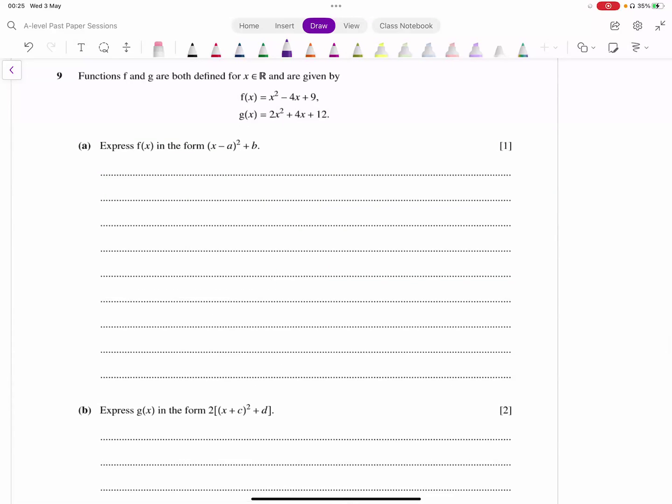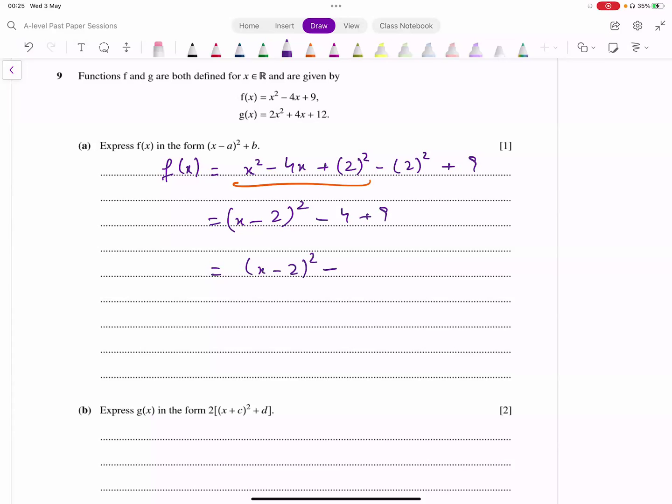Let's do this. In the first part you have to complete the square. The coefficient of x squared is already 1, so you don't have to do anything with that. For x squared minus 4x, you add 2 squared and also subtract 2 squared. You have plus 9 outside. These three terms give us a perfect square, and we get x minus 2 whole squared minus 4 plus 9, and the completed square form turns out to be x minus 2 whole squared plus 5. That is what f of x is in completed square form.